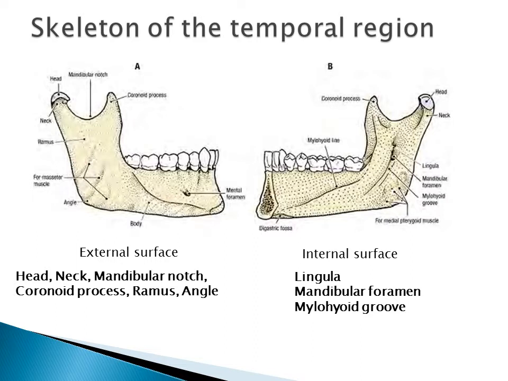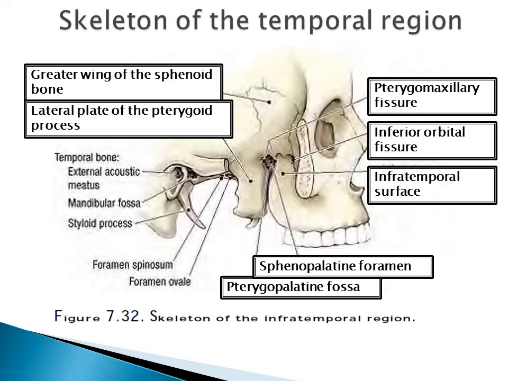If we have a look from the internal surface, on the internal surface there are a few prominent features that I have highlighted as bolded terms. Here's the lingula, which is a little protrusion right next to this little hole here, which is called the mandibular foramen, provides passage for a nerve called the inferior alveolar nerve. And then there's a groove, which is called the mylohyoid groove, which is a groove for the mylohyoid nerve and vessels.